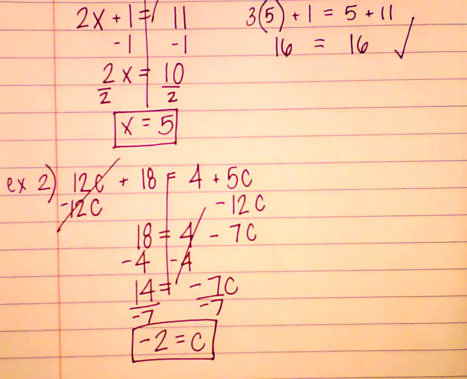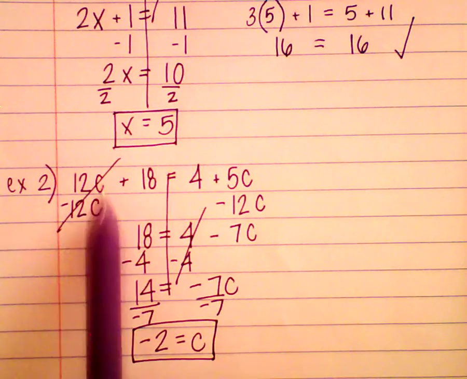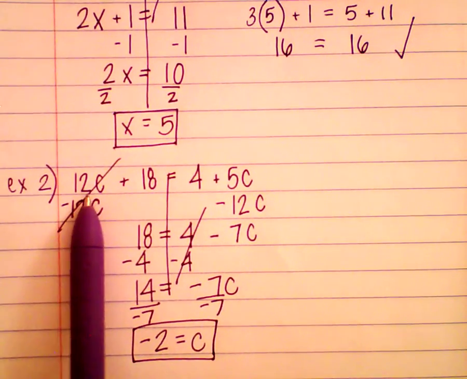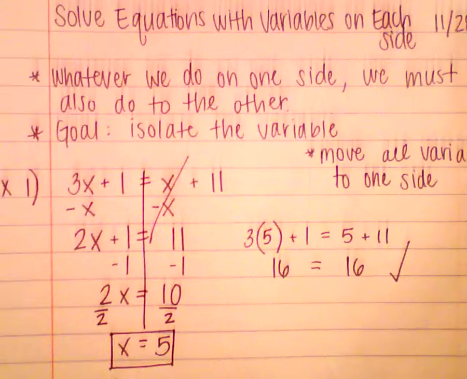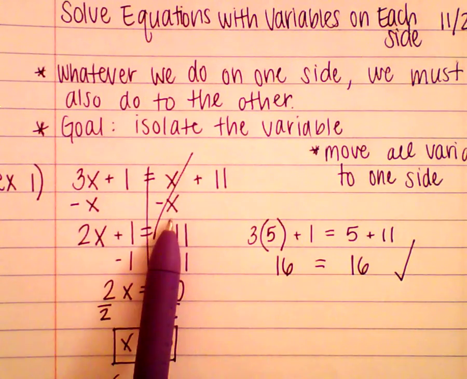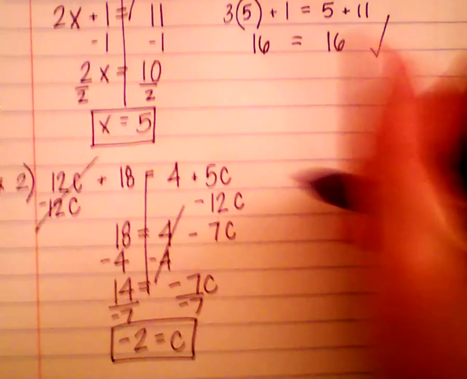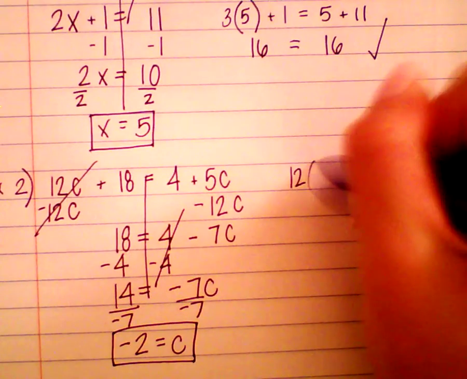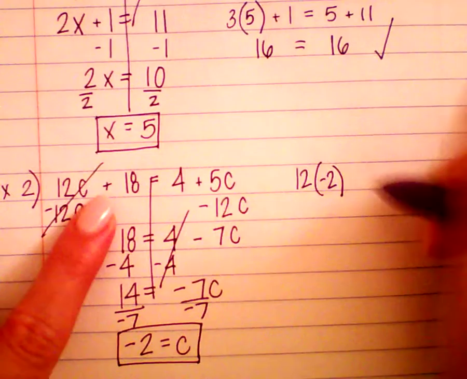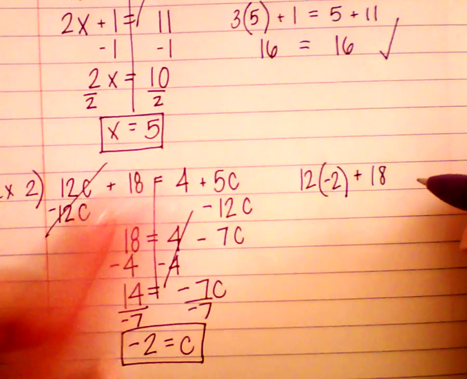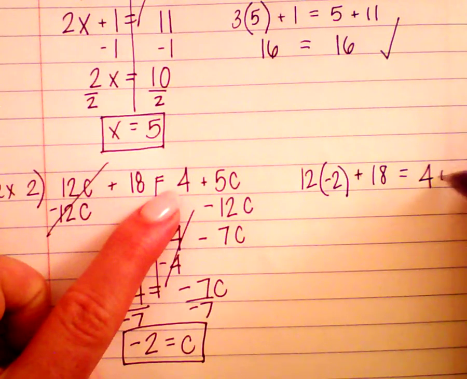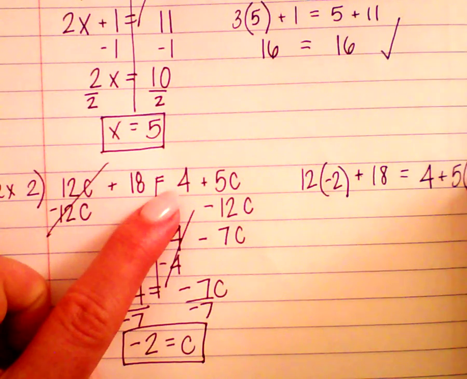So again, I decided to move the larger variable term, whereas in the first example I moved the smaller term with the variable. Either way, it doesn't matter as long as I'm doing my math correctly. Let's go ahead and substitute my value back in. 12 times negative 2 plus 18 should be equal to 4 plus 5 times negative 2.